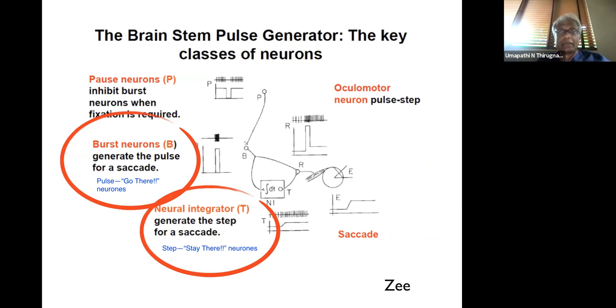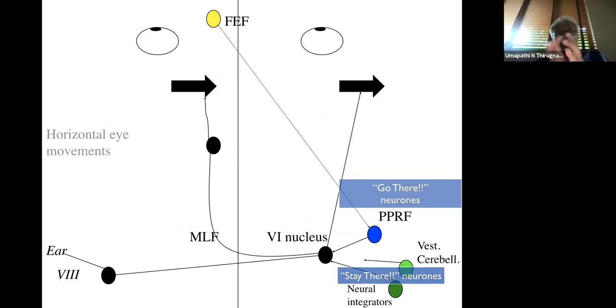Many of them have Latin names that sound like Harry Potter charms. Nucleus prepositus hypoglossi, for example. Sounds almost like one of the Harry Potter charms, right? So again, it's not important to remember the individual names because there are many structures like that, but it's important to remember generically they are known as stay there neurons. Stay there neurons are scattered in the brainstem and in the cerebellum.